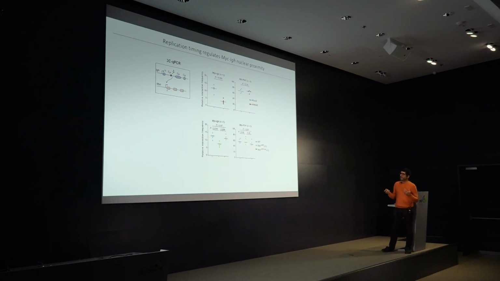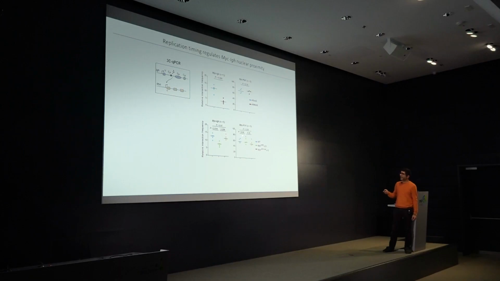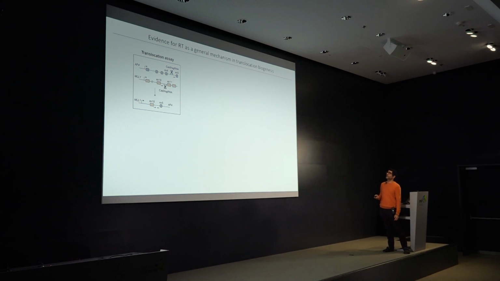And when we did it in the delta Ri line, we saw something similar. So you see here the control, the delta Ri line has lower nuclear proximity, and this is rescued when we rescue origin activity by reinserting that origin downstream of MYC. And again, as a control, the MYC PVT1 interaction was not changed. So nuclear proximity was also affected by the disruption of replication timing.